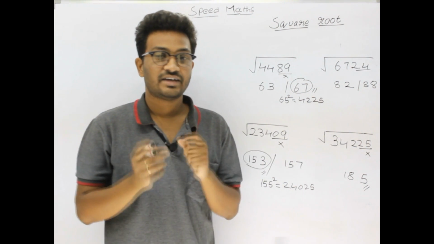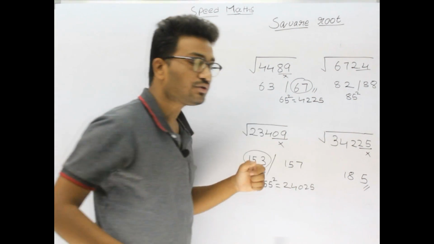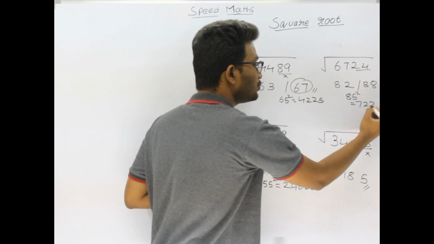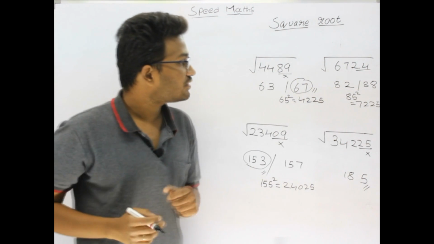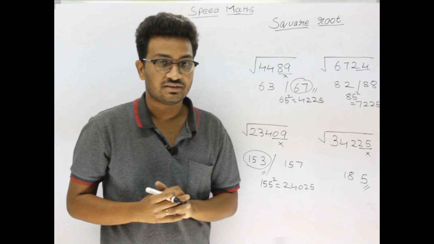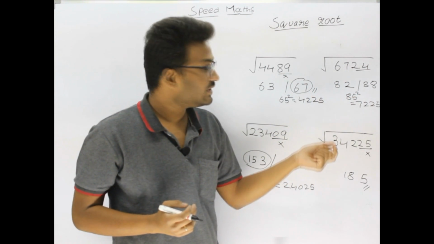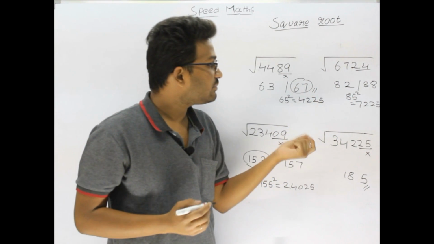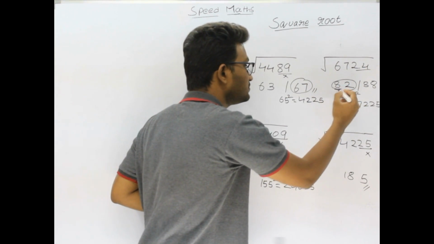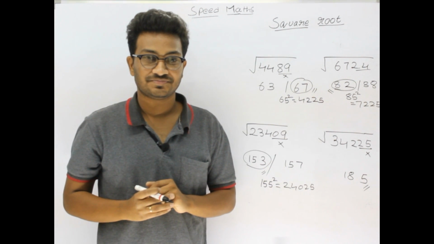Now what we have to do is take the middle term. Let's consider the middle term as 85. And we know that 85 square is nothing but 7225. Now tell me, 6724 is less than 7225, right? So the square root of 6724 will be less than 85. Now tell me a number which is less than 85. It is 82. So the square root of 6724 is 82.